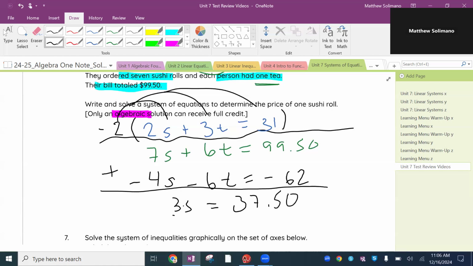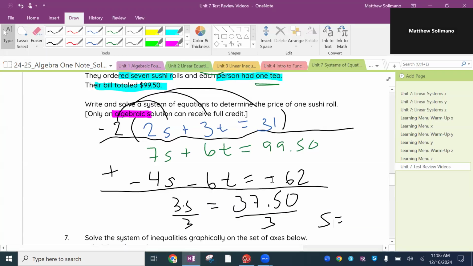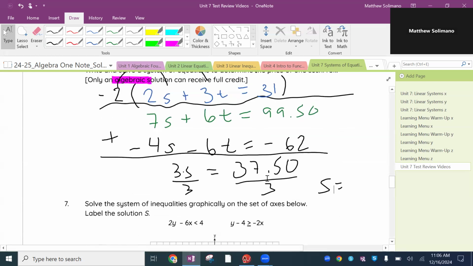Almost there. It's 3 times s. I'm going to divide by 3 on both sides. So s equals 37.50 divided by 3. Let's do it. 37.50 divided by 3. Probably going to be a decimal. 12.5. So a sushi roll costs $12.50. So we just figured out the sushi roll, $12.50.